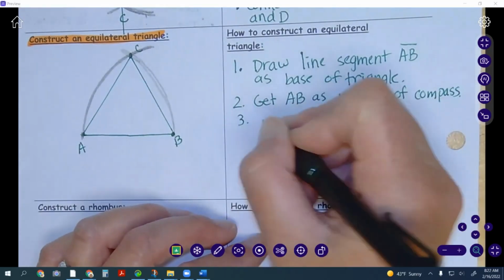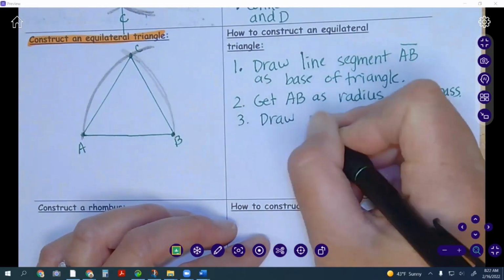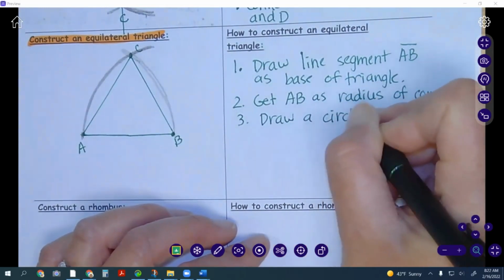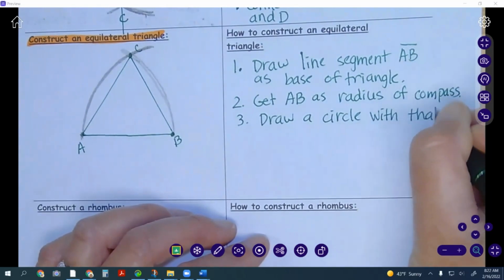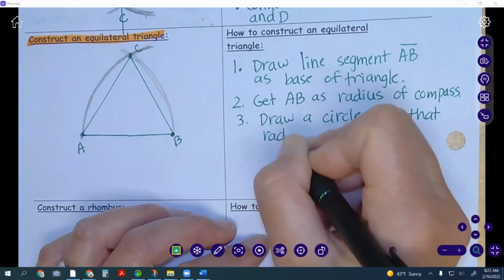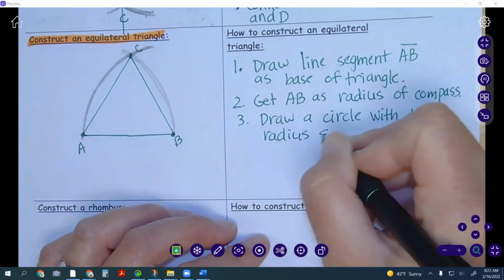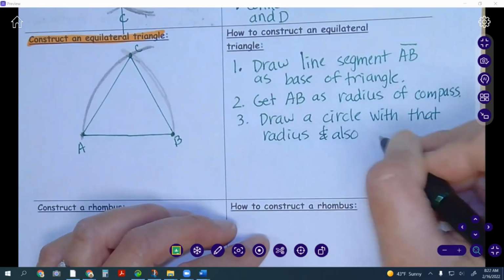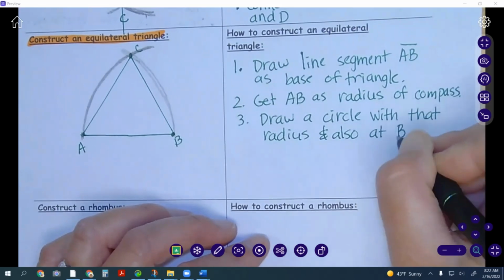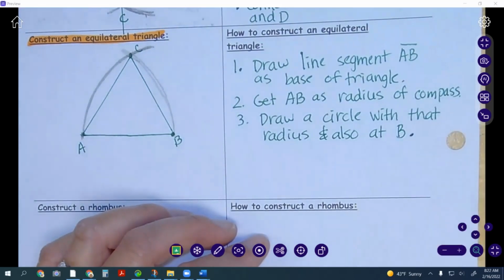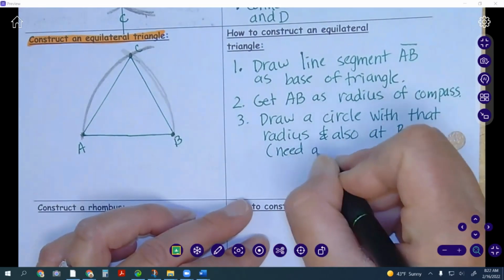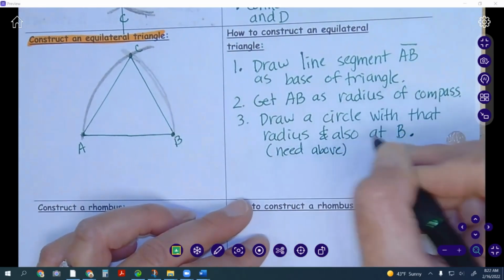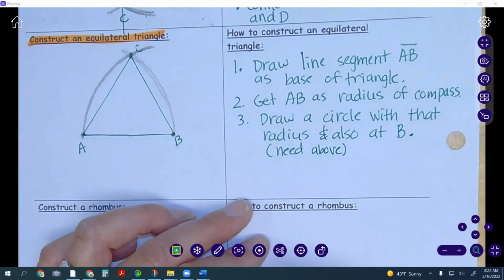And then I'm going to draw a circle with that radius at A and also at B. And I'm going to put in parentheses, need above. Just do it above. You don't need to go above and below like we had to for a perpendicular bisector.